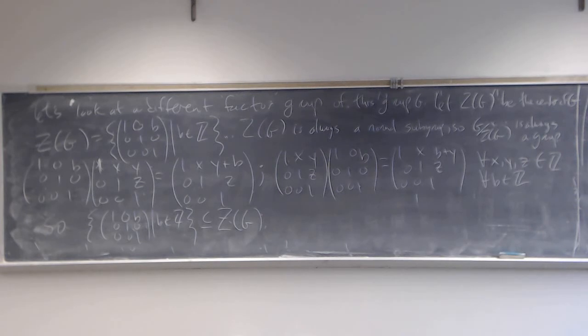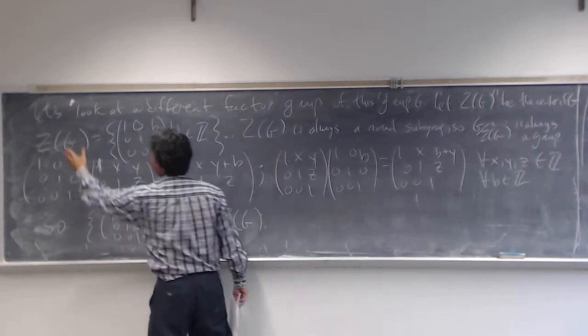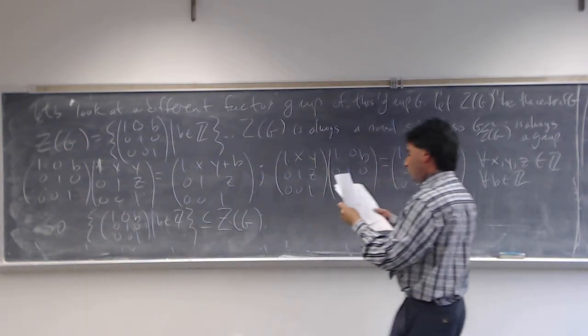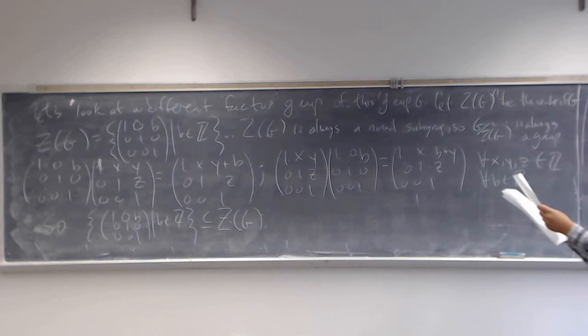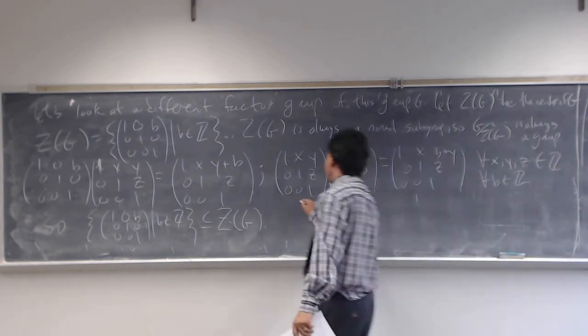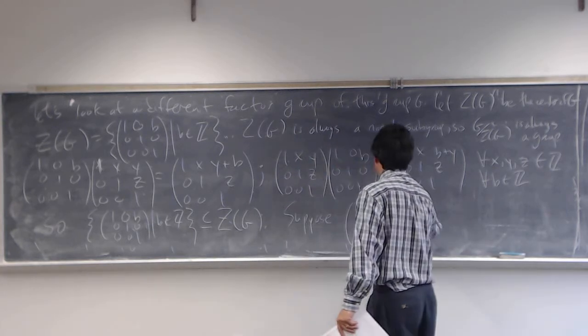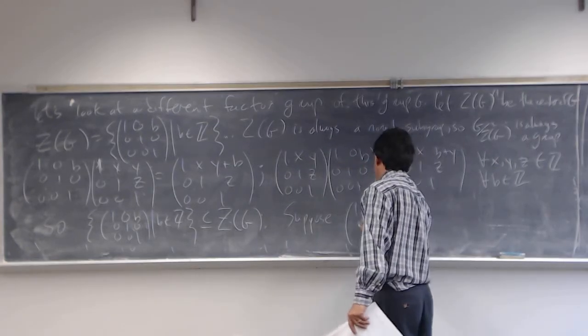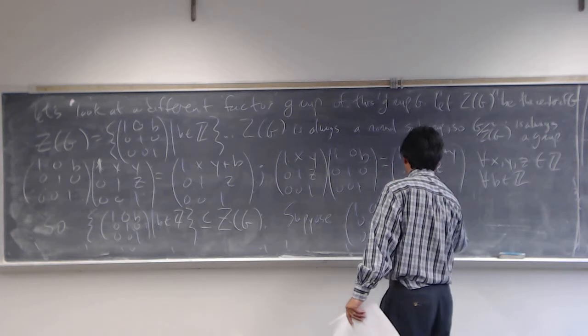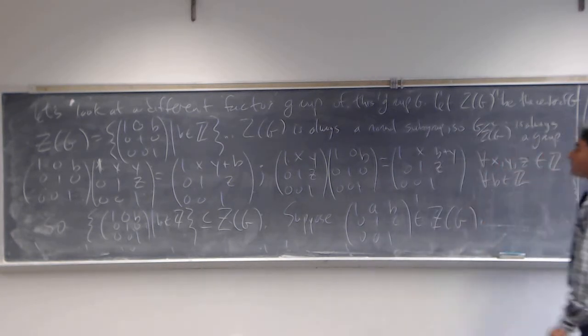What about the other conclusion? Okay, every element in this set certainly lies in the center, but is there anything else? So how can we look at that? That's a little bit trickier. Let's suppose we had some element like this in the center. So it can commute with every matrix in the whole entire group.